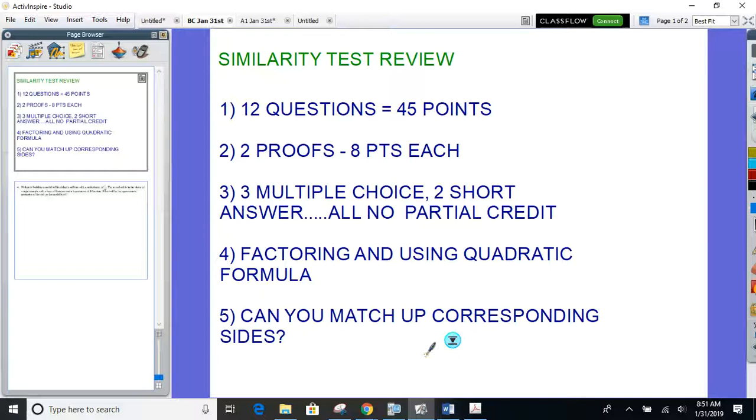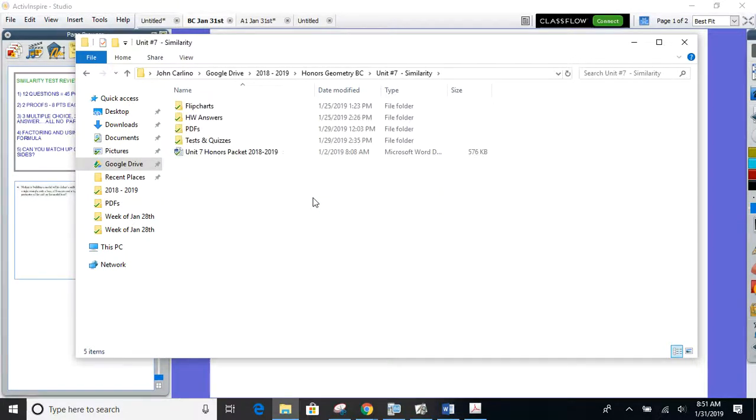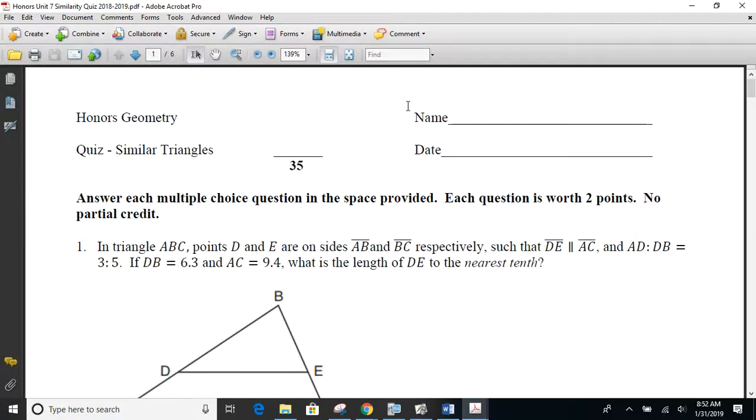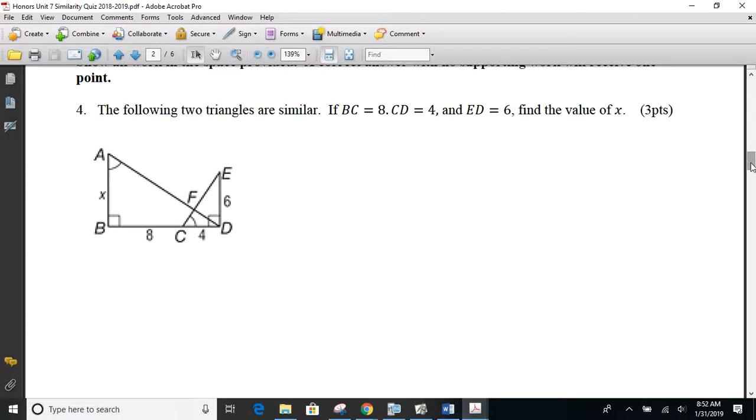And the last part is, can you match up corresponding sides? Here's what I mean. I want to bring your attention back to the one that almost everyone got incorrect on the quiz before midterm. You may remember it. When you set up a proportion, number one, you need full sides. All right? You cannot use 8 in your proportion. Do you see why? BC is not a full side in either of the two triangles.